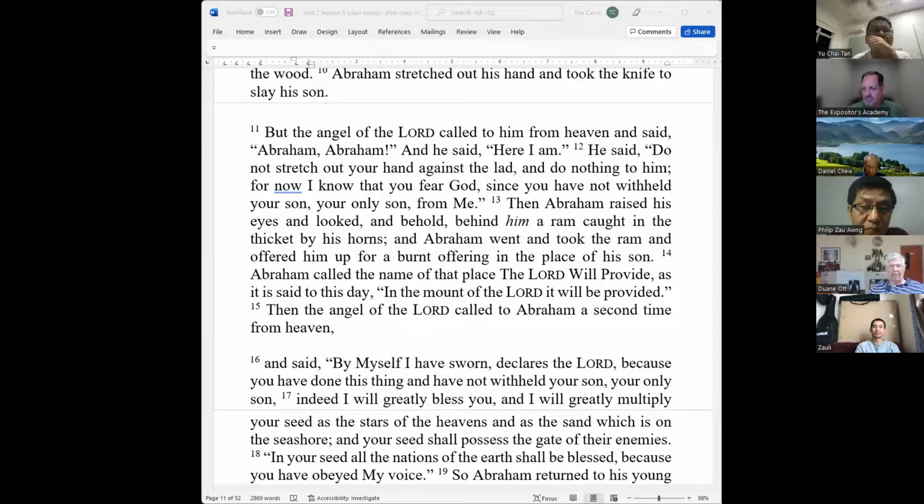Then Abraham raised his eyes and looked, and behold, behind him a ram caught in the thicket by his horns. And Abraham went and took the ram and offered him up for a burnt offering in the place of his son. Abraham called the name of that place, "The Lord will provide." As it is said today, "In the mount of the Lord it will be provided." Then the angel of the Lord called to Abraham a second time from heaven.